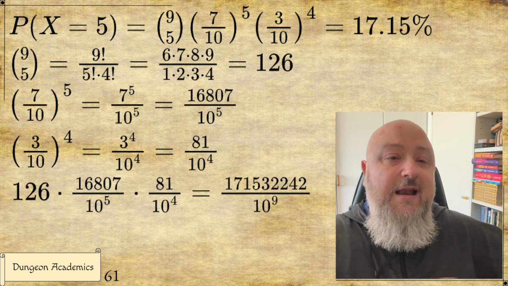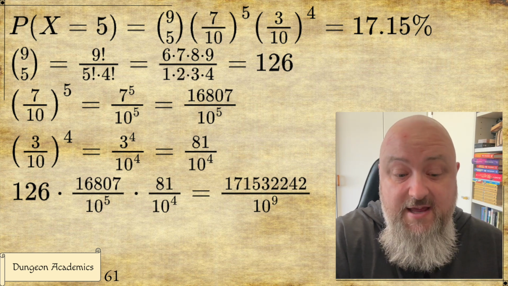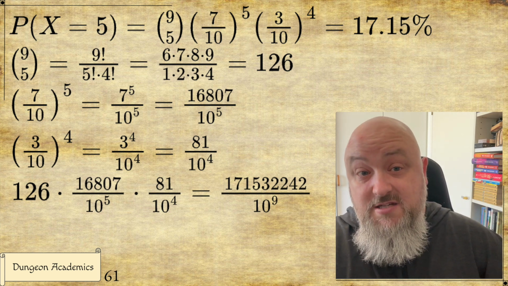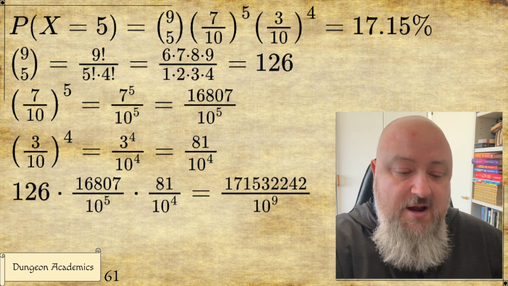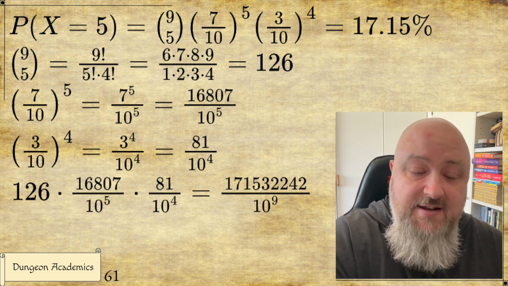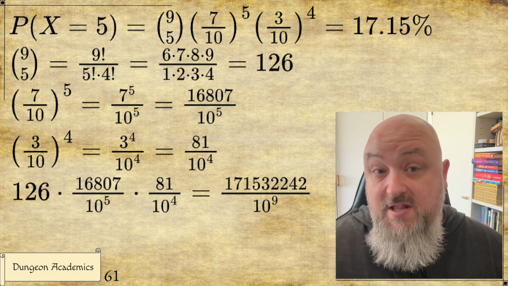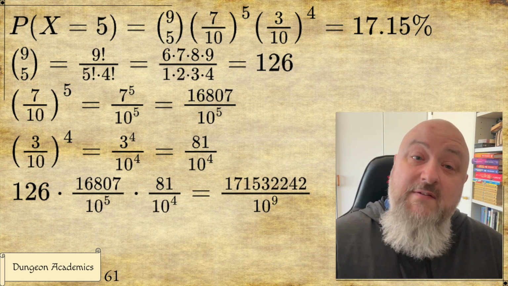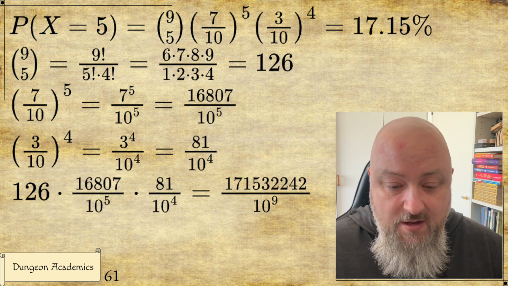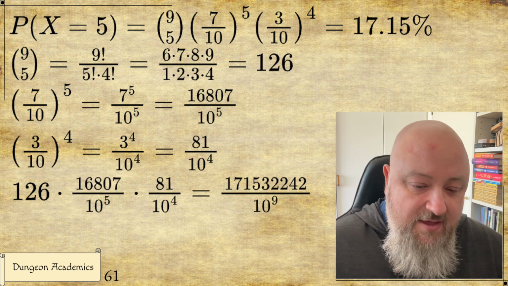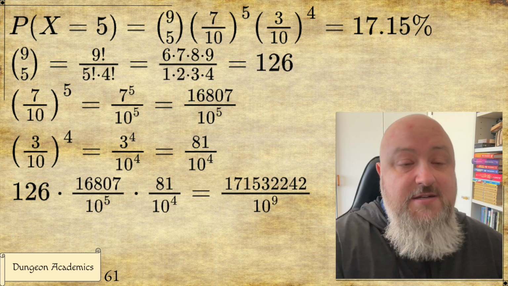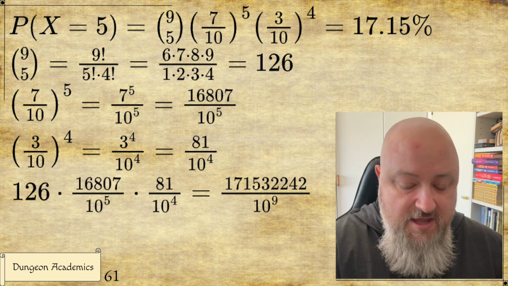Okay, moving on. Let's look at 5 hits. 9 choose 5. Well, there's 126 ways of arranging 5 hits from 9 events using 9 choose 5. The probability of getting 5 hits will be 7/10 to the power 5. And the probability of getting 4 misses will be 3/10 to the power of 4. When we multiply all of these together, we get another big number, over 1 billion, but it's about 17.15%. There we go.